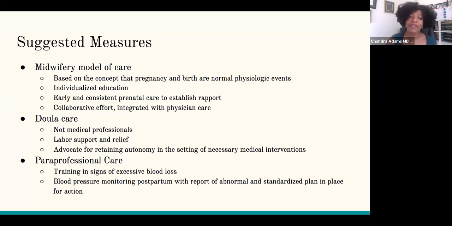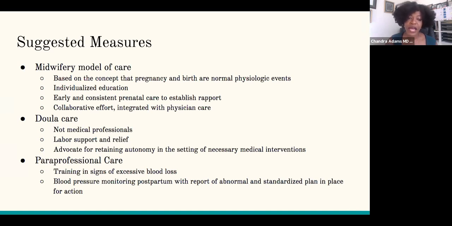And this is a collaborative effort with the midwives integrated with physician care, because we've also heard the narrative, midwives are the solution to the crisis. By definition, midwives are the experts in normal low risk care. By definition, if someone dies from a complication of pregnancy, they are not normal or low risk. And so it requires collaboration with physicians who have measures in place to take action.